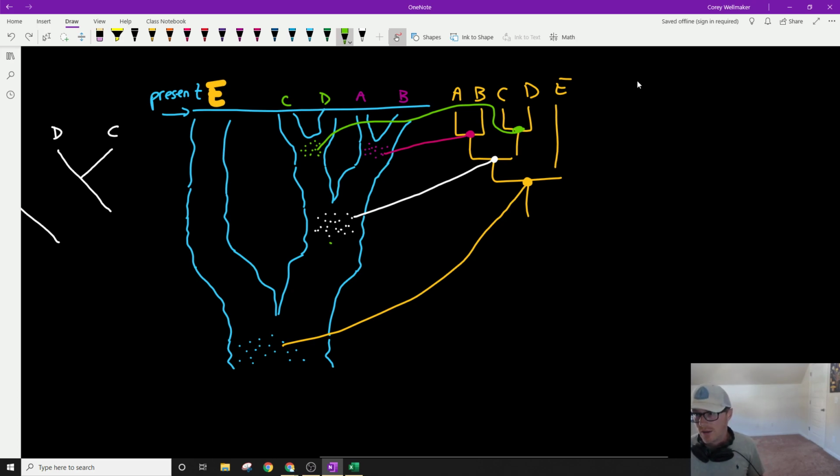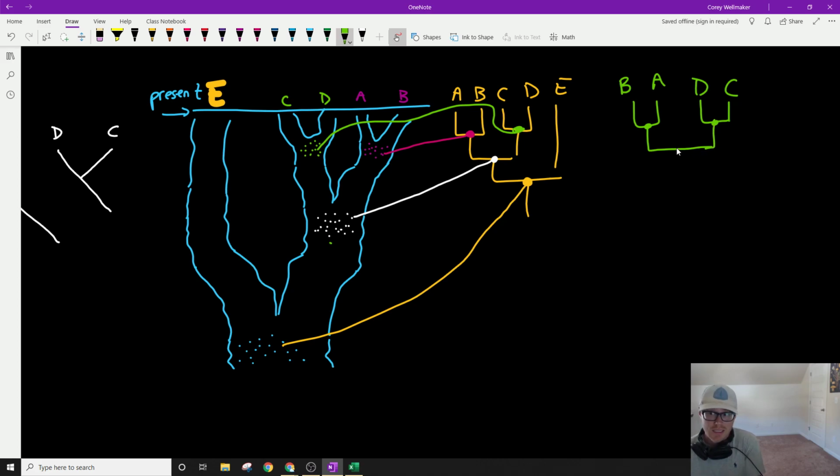So I can just as easily write a cladogram that says BA, doesn't matter, they're still linked to the same point. And I can put D here and C here, that doesn't matter because they're still linked. I'm still linking A and B and D and C together, so that doesn't change anything. And then I'm still putting E out here, so that doesn't change anything.